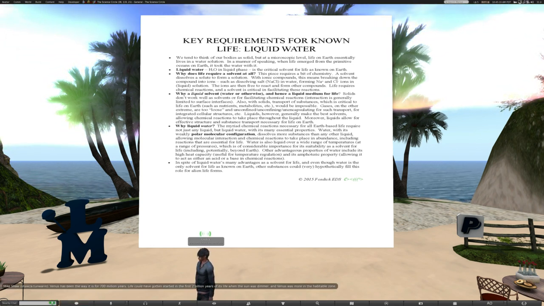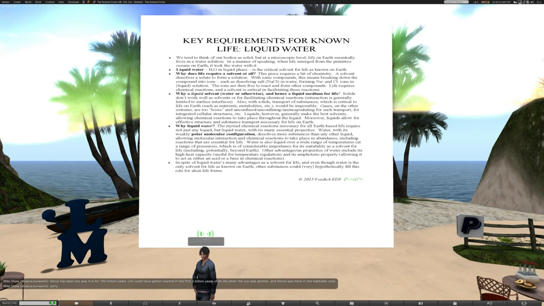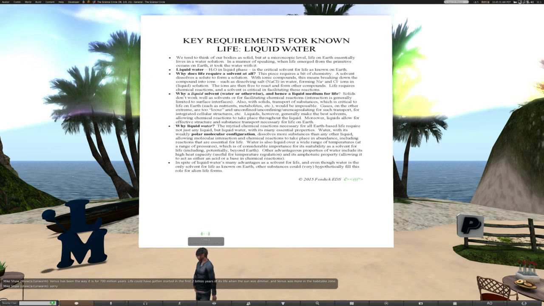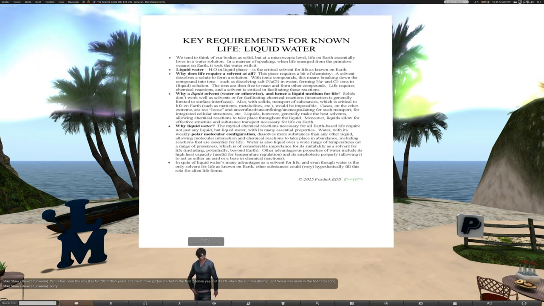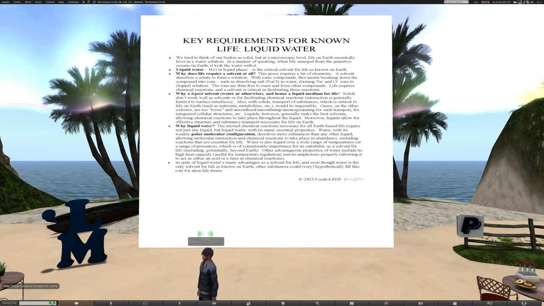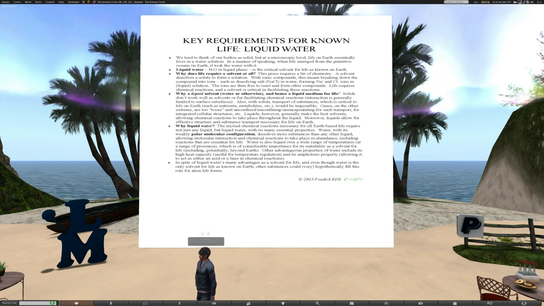Anyway, let me go to a more interesting looking slide. I'm just trying to figure out a good slide to show. So another thing is, what would be the chemical backbone of life? Life on Earth has as its chemical backbone carbon. Here's a slide on that. 1A4.